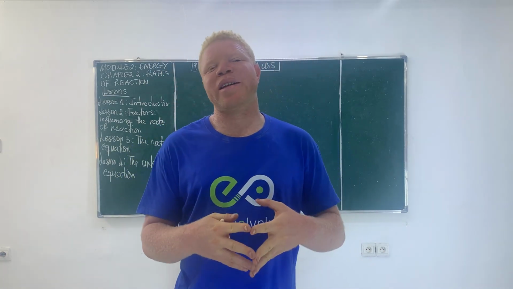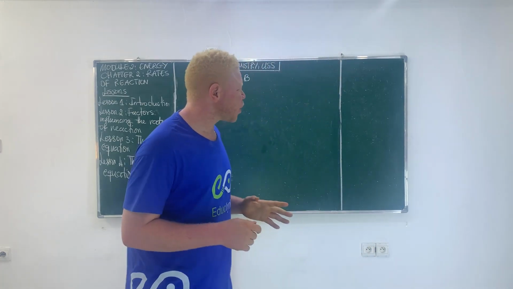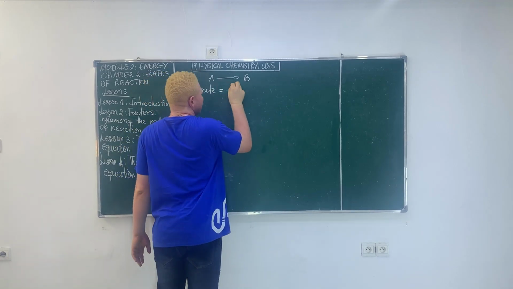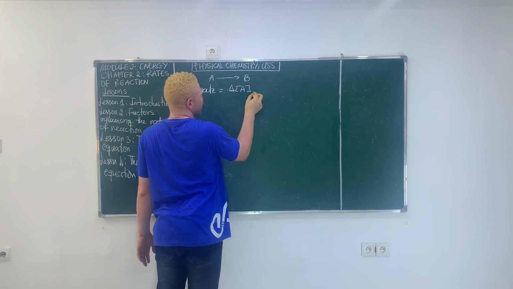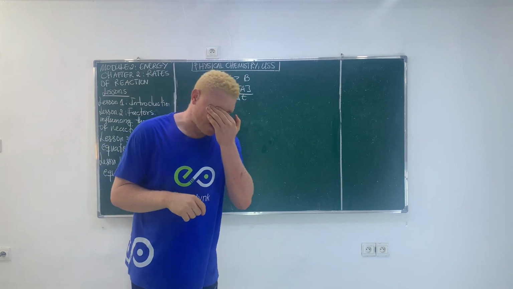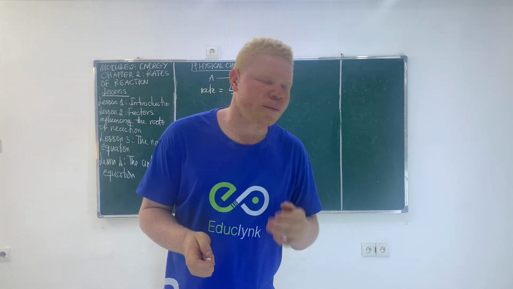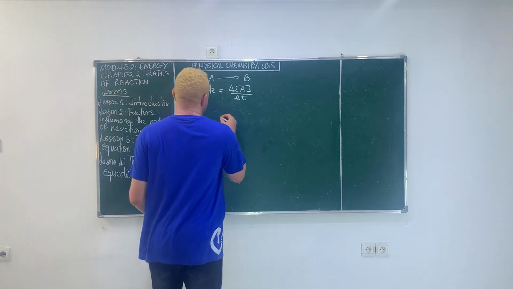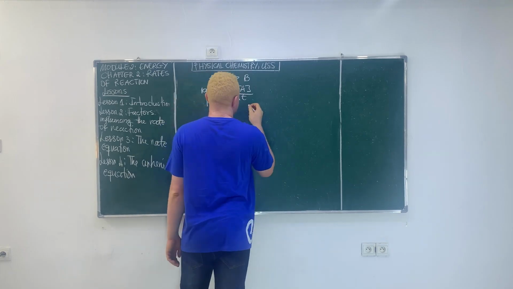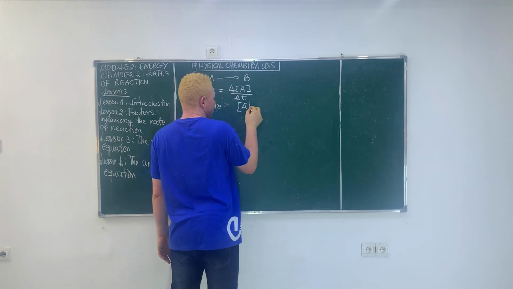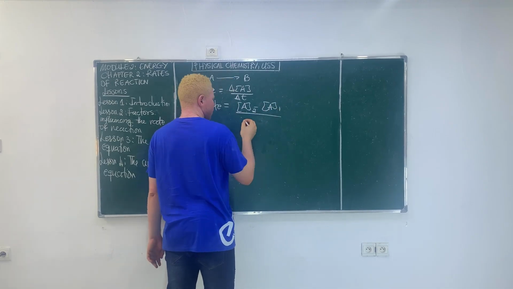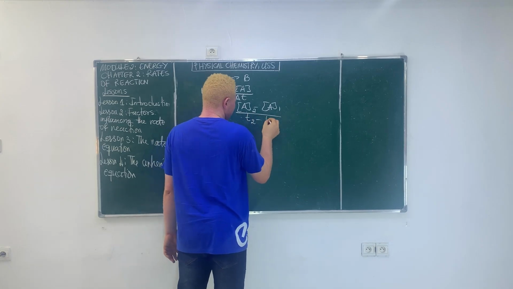So mathematically the rate of reaction can be given as rate equals delta concentration of A over delta T. What is the meaning of delta? Delta means a change in the concentration. So I can express the rate as delta, that is, concentration of A2 minus concentration of A1, all over T2 minus T1.